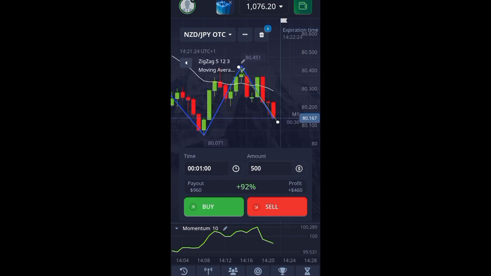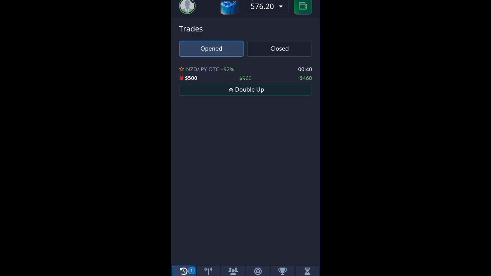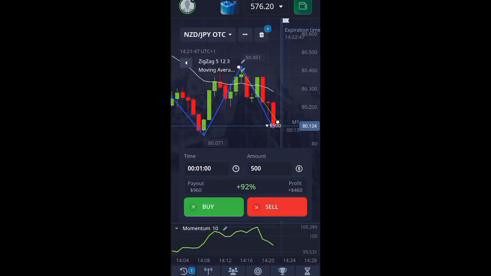So I'll be setting my trade amount to $500. I'll be using $500 for this particular trade. And then, just like we saw here, the market did follow our setup and we immediately entered a sell trade. Immediately you see the zigzag indicator follow this trend, you enter a sell trade immediately. And this particular setup gives up to 90% accuracy.